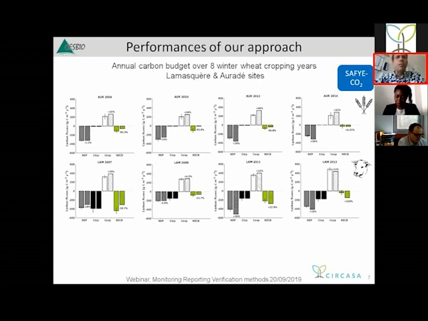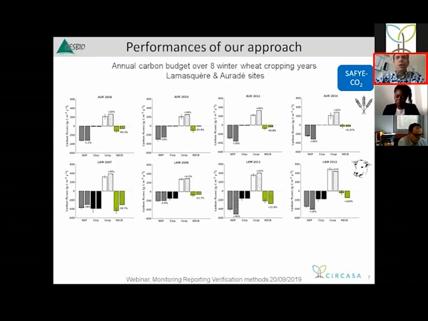and that's why you see for Lamaska some large black bars that correspond to the carbon input as organic manure, and you often see larger carbon export, the CX term, that corresponds to the biomass that is removed at harvest, and those terms are often larger at Lamaska than at Orade. The first bar on the left, the NEP, is the net annual CO2 exchange with the atmosphere.